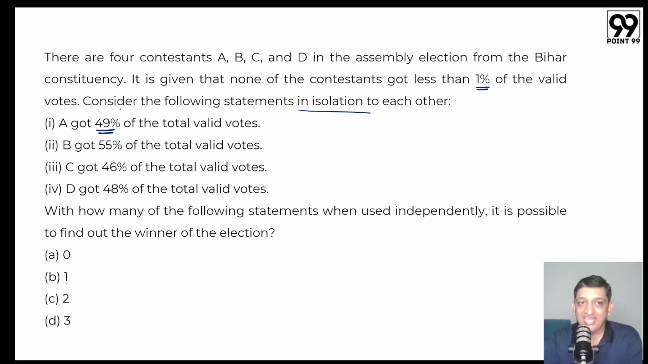Let's see. If A got 49%, I will have to minimize the votes of 2 other contestants so that the third contestant gets as much as is possible. Now we know that every individual gets 1% vote at the very least. So let's say A got 49%, B got 1%, C got 1%. That leaves me with 49% for D as well. So it could have very well been a tie, and we don't really know what to do in case of a tie. So statement 1 is not going to tell us who won the election. A and D could have got an equal number of votes in this case. So we cannot really say from this statement who would have won the election.